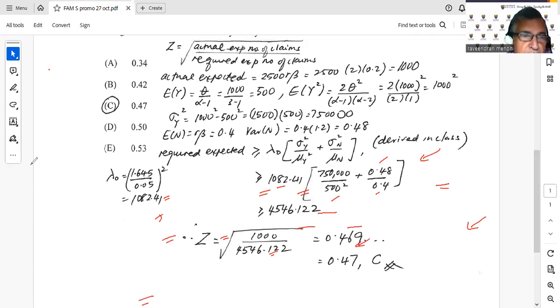And so the value of Z will be the square root of the actual expected over the required expected. The actual expected, we worked out, is 1000. The required expected, we just worked out. Use your calculator and you'll get 0.469. Your correct answer will be C, 0.47.